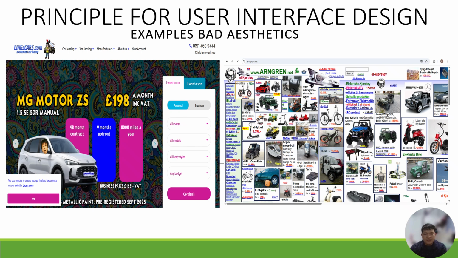And then on the right side, we have different vehicles being sold, but it is unclear, with different fonts, different sizes of the pictures, very close to each other, and improper spacing.